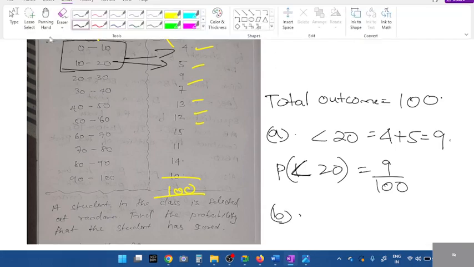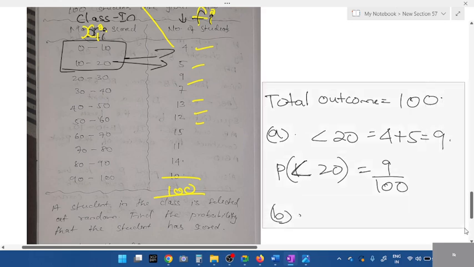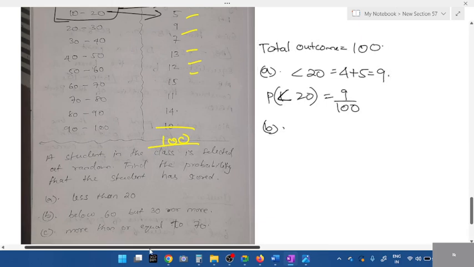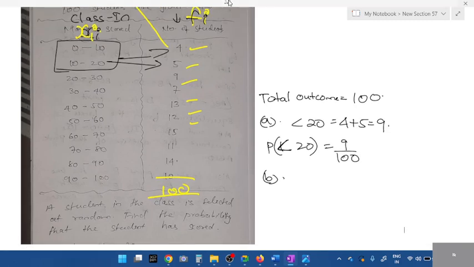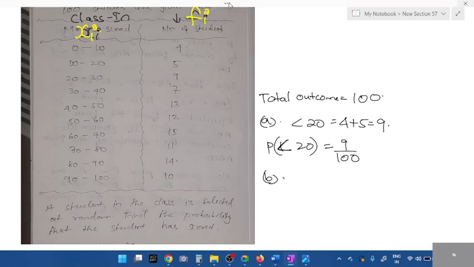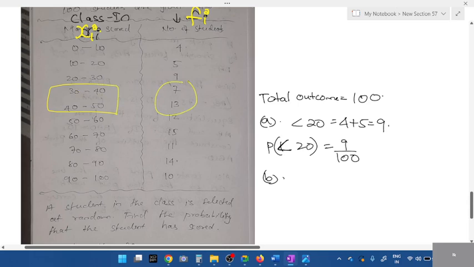Try then. Tell me the next one. Next question. Below 60, but 30 or more than that. Below 60, more than 30 students. Look, below 60, and above 30. This part, this range. You have to take this range. 30 or above 30. What are the two values? 7 plus 13. What's the answer? 7 plus 13 is 20.